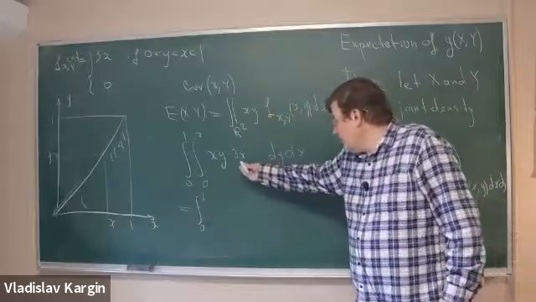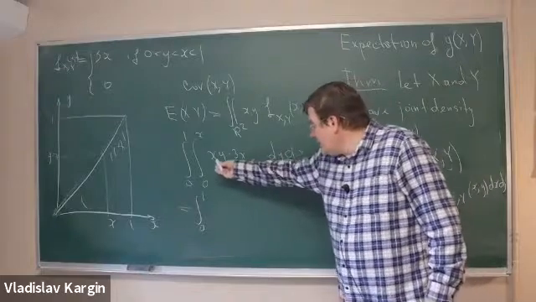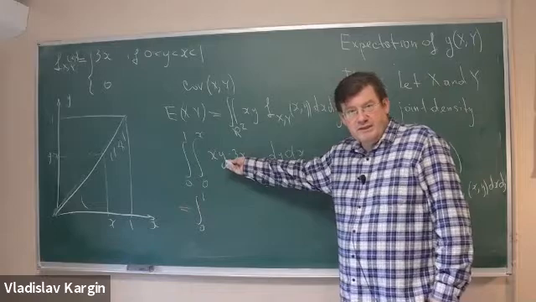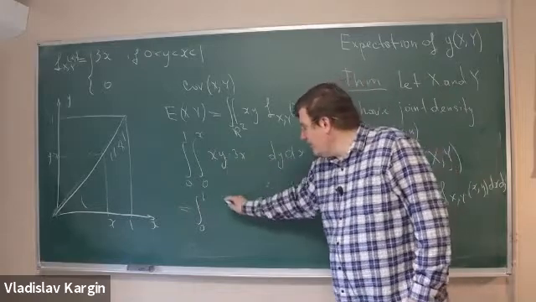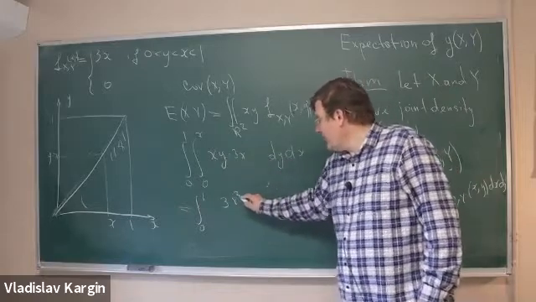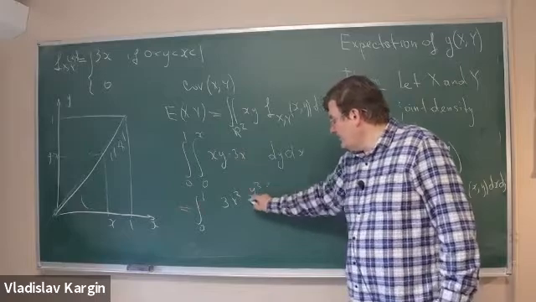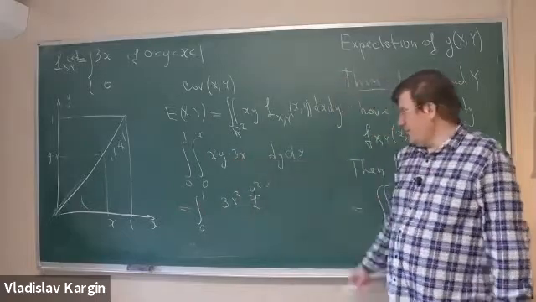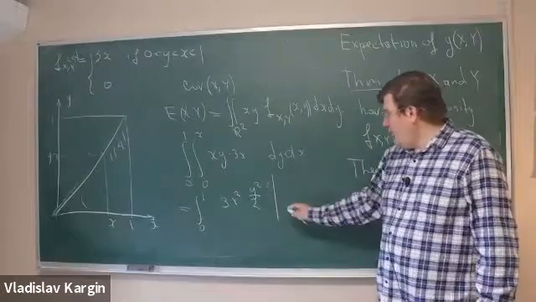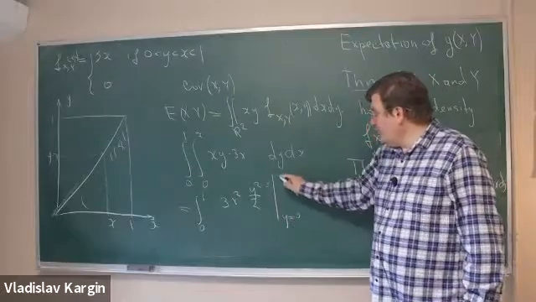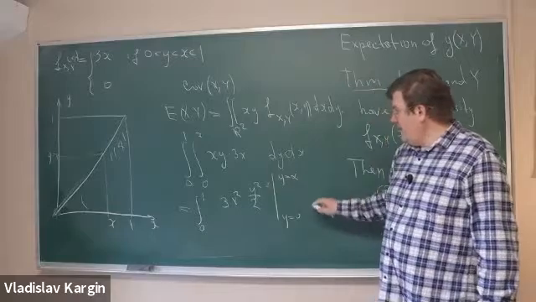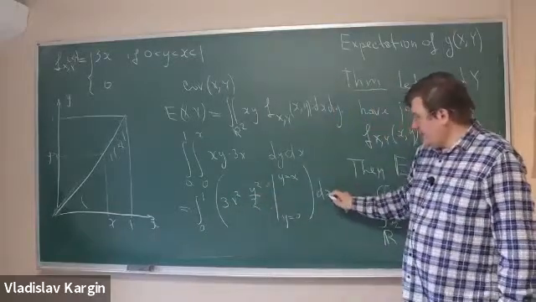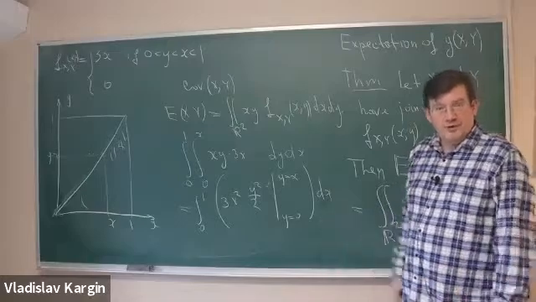So what is it? It's 3x squared y. Here x is a constant, so the antiderivative will be 3x squared y squared divided by 2, because we're integrating over y and x is just a constant. And it's evaluated from y equal to 0 to y equal to x. After you do this, you also need to integrate over x, the outer integral.